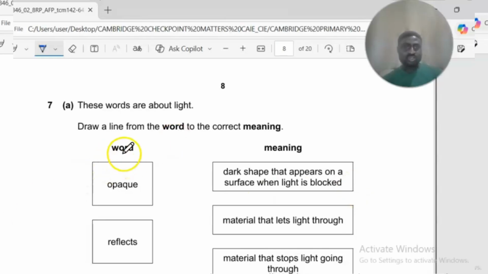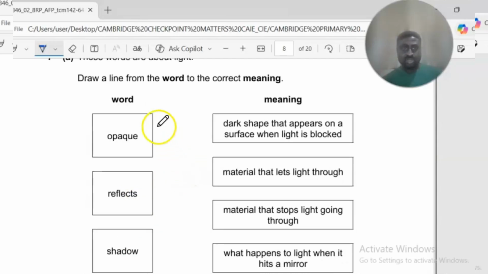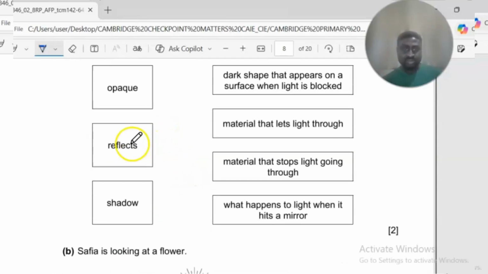So the question says, draw a line from the word to the correct meaning. So we're looking for the best meaning that describes each of these light vocabulary or words used in the study of light. So the words here are opaque, reflect, shadow. Then we're looking for the best word that describes. If you notice, there are 4 options here. One of them is actually incorrect and it serves as a distractor.